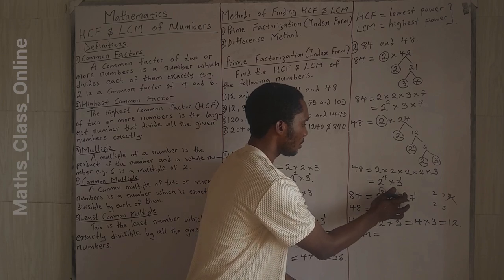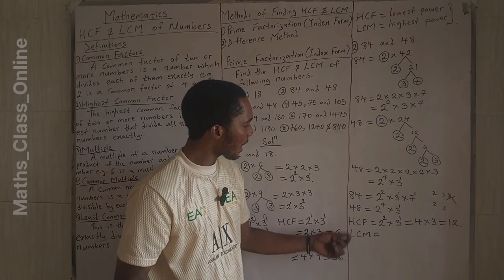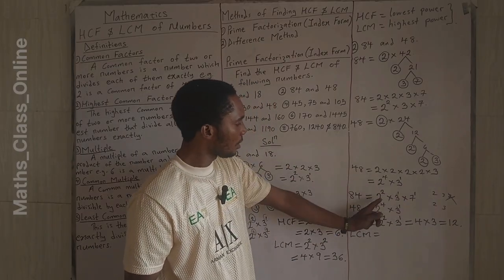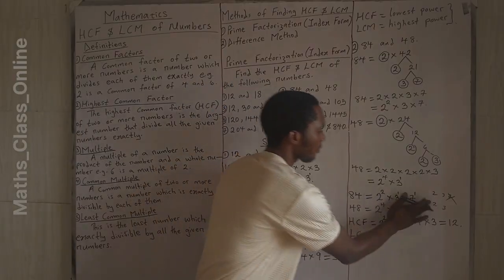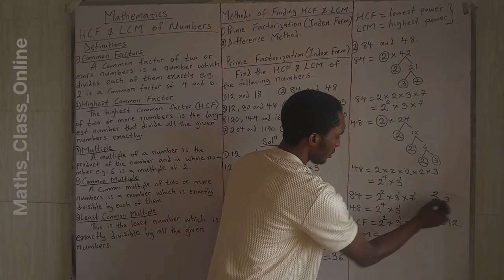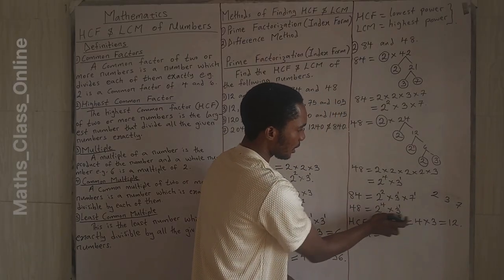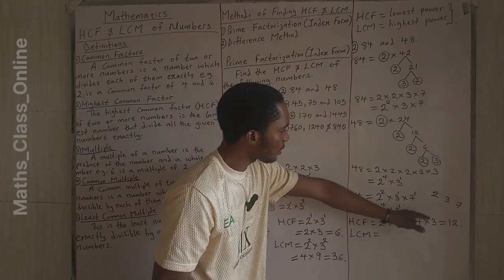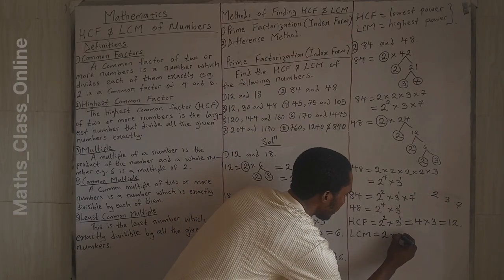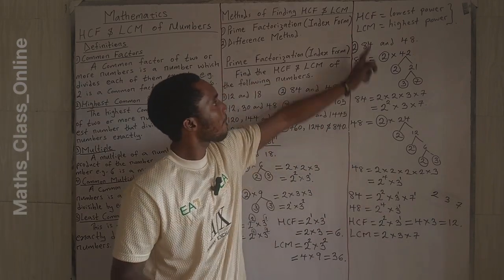And now, we want to find the least common multiple. What are the numbers that you can see here and here? All the numbers that are here. This is 2, this is 3, this is 7. We have 2 here, it's also here. 3 is here, 3 is here. So that means we need 2 times 3 times 7. Now come back to this.